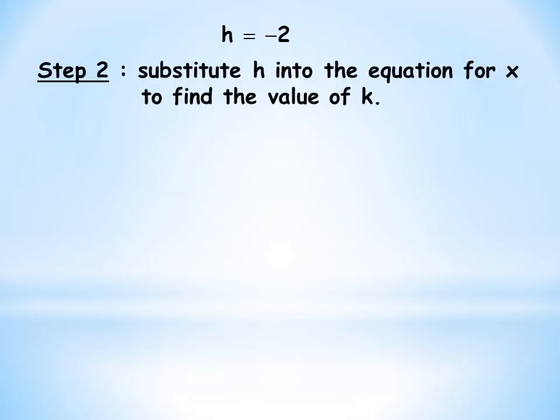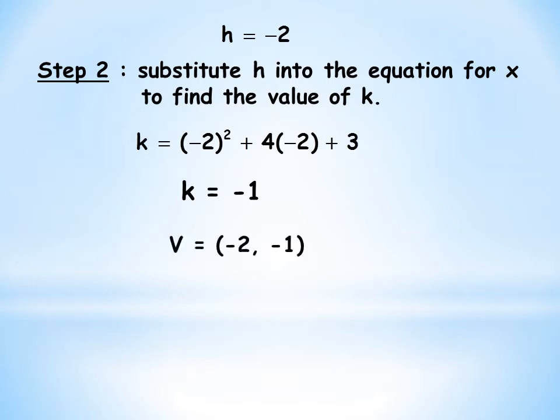The second step is to figure out what the k value is, and you're going to go back to your original equation, and you're just going to substitute in this h value of negative 2 in for every x you see. So your k will be negative 2 squared plus 4 times the negative 2 plus 3. This is just plugging the negative 2 into your original equation. Simplify this down, and you get k is negative 1. So now we know the vertex is negative 2, negative 1.